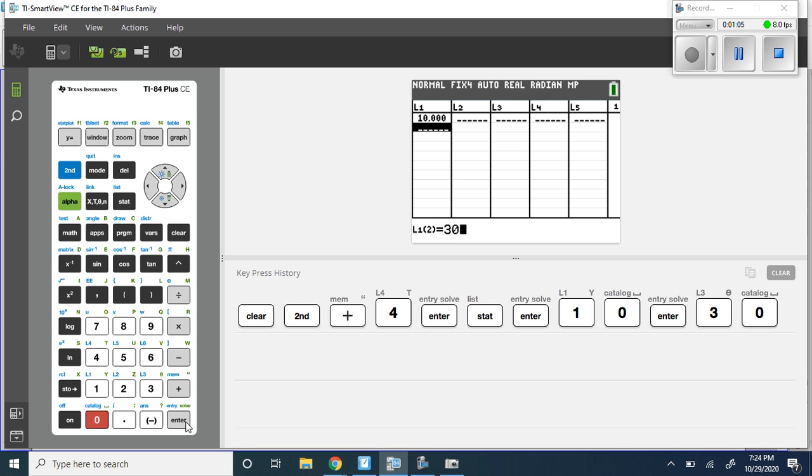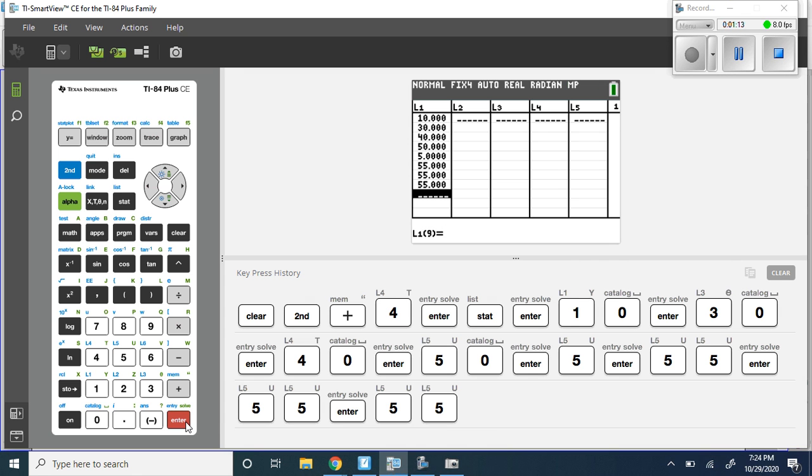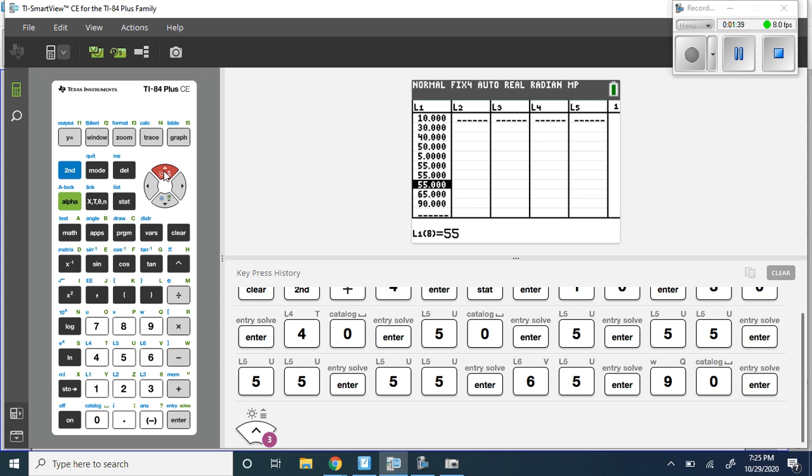10, 30, 40, 50, 50, 55, 55, 55, right? Yep, 65 and 90. Boom. 10 things, right? Because my next entry would be number 11. That's where it says L1 11, right? So let's double check, make sure I got 3 55s, 2 50s. Oh, nope, right there. Got to go up. I didn't type that in. It's 50. So make sure that everything's typed in correctly.